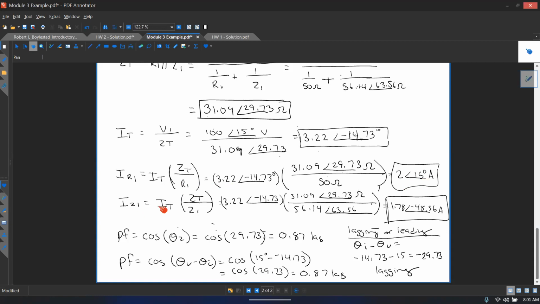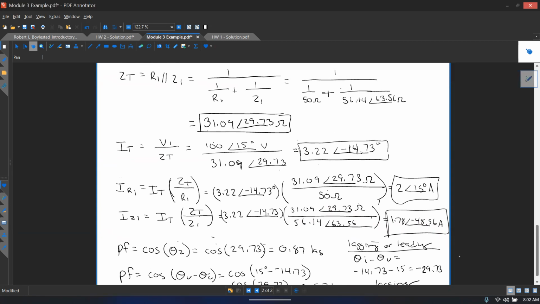And do the same thing for your Z1. So remember, we found Z1 to be 56.14 at an angle of 63.56. All right, so once we plug that into our calculator, we get 1.78 at an angle of negative 48.56 degrees amps.